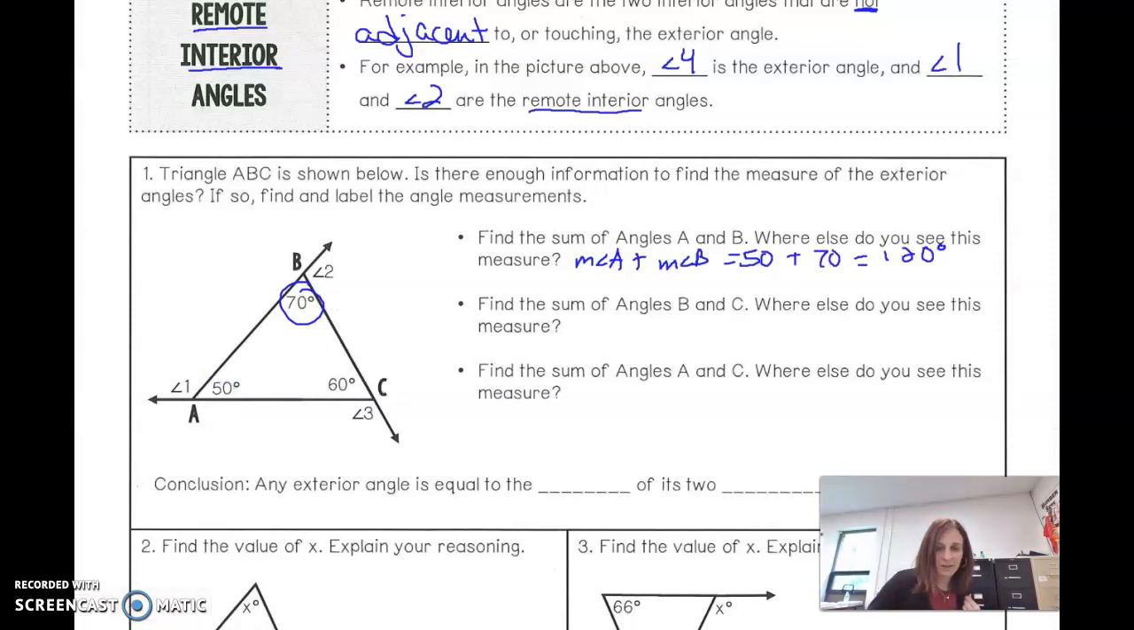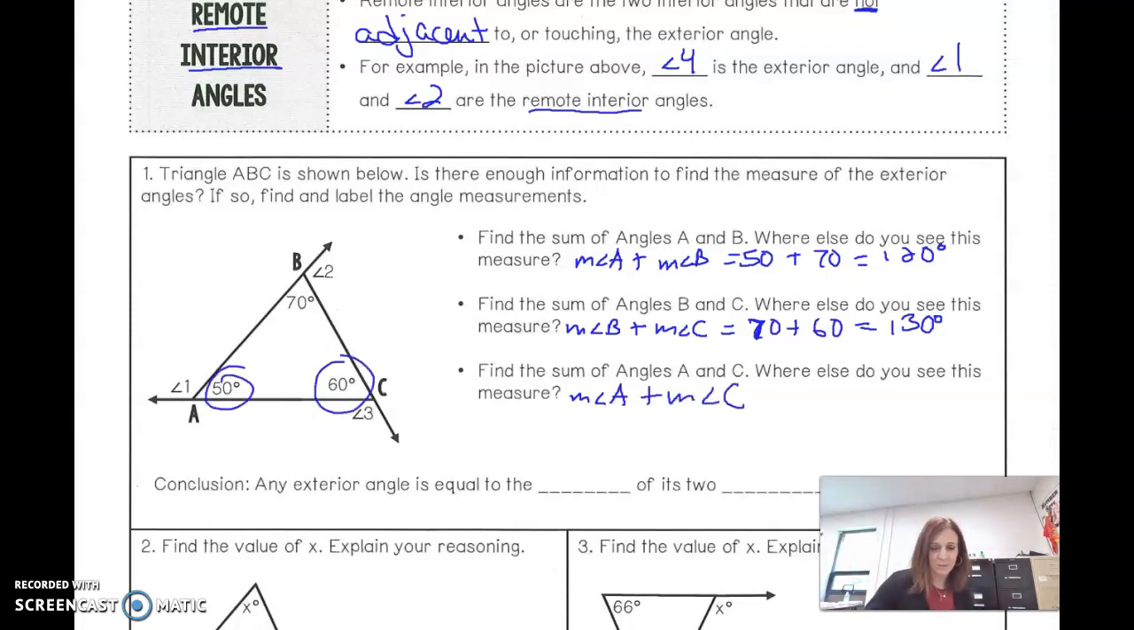Let's do the next one here, okay? Let's go B and C. So the measure of angle B plus the measure of angle C is 70 plus 60, which is 130 degrees. And then we have the measure of angle A plus the measure of angle C, 50 plus 60, which equals 110 degrees.